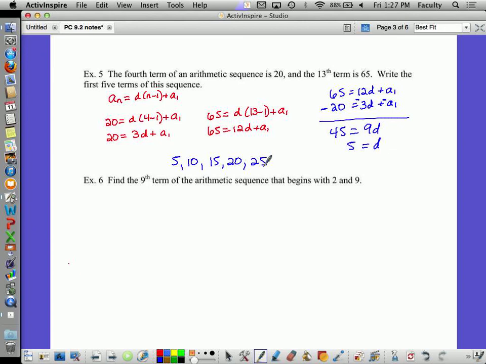All right, now example 6 says find the 9th term of the arithmetic sequence that begins with 2 and then 9. Okay, it's not 2 and 9, it's 2, then you get the 9. So let me give you a moment to try this one. Ask yourself, what do you know? What can I find?